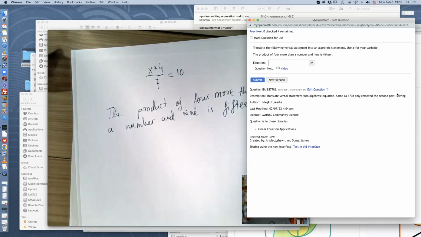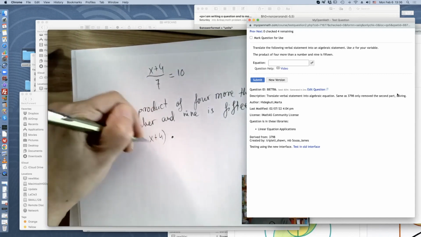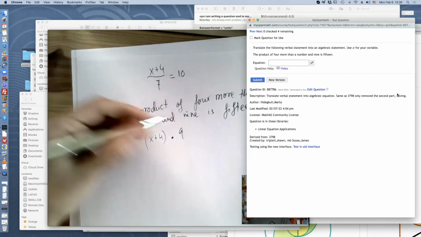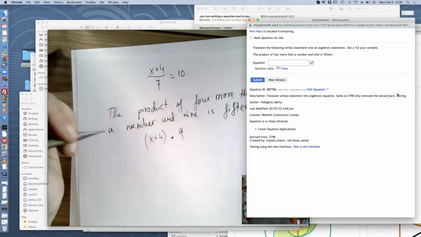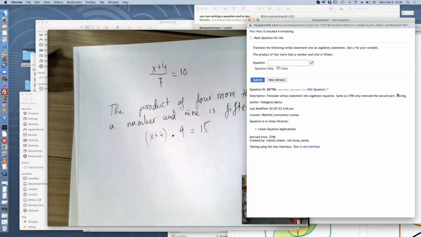I think the correct answer is in the chat box. So the product of two things. What are those two things? 4 more than a number is indeed x plus 4, and 9. And then we already know that we don't need the parentheses. Equals 15. Excellent. 9 times x plus 4.